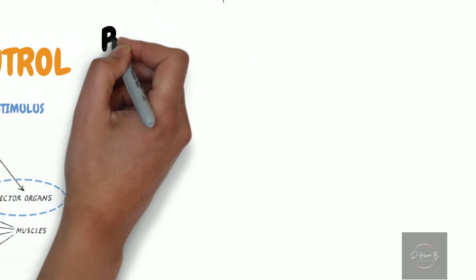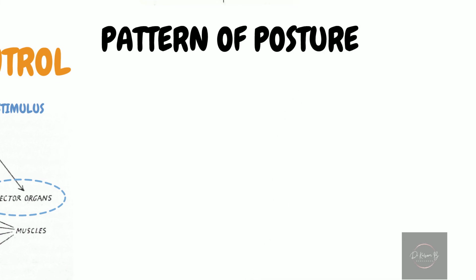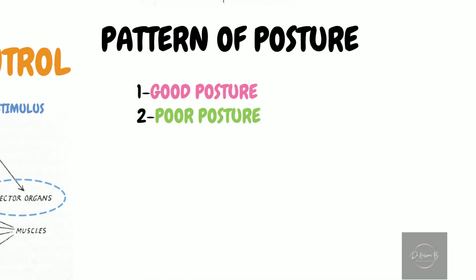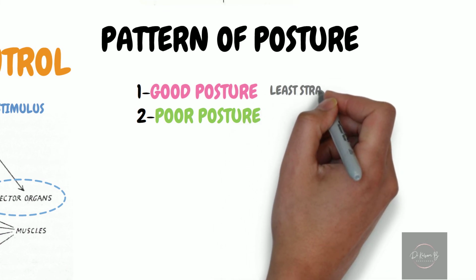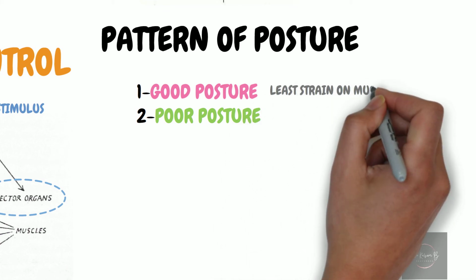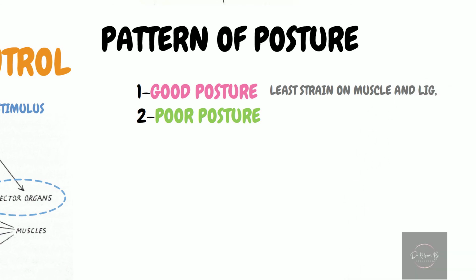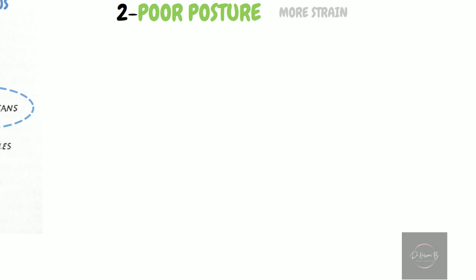The pattern of posture. There are two patterns of posture as below: correct posture and faulty posture, that is good or poor posture. Good posture involves training your body to stand, walk, sit and lie so as to place the least strain on muscles and ligaments while you are moving or performing weight-bearing activities. Poor posture involves more strain on muscles and ligaments.